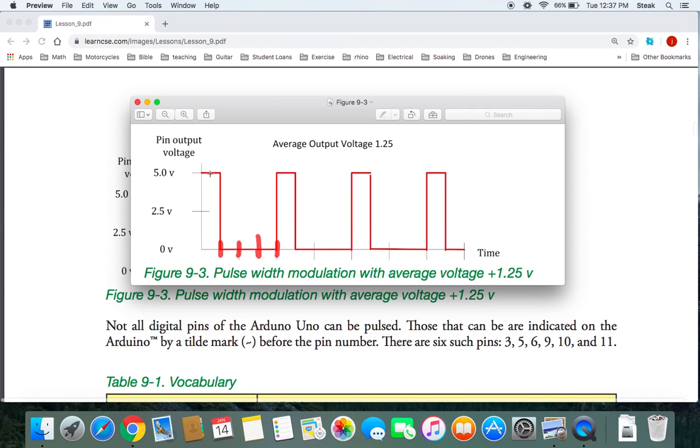So let's add these up and find the average. So we got 5 plus 0 plus 0 plus 0, and that's 5 divided by 4 increments. 1, 2, 3, 4, 4 parts. 5 divided by 4 is 1.25. And that's our average voltage.